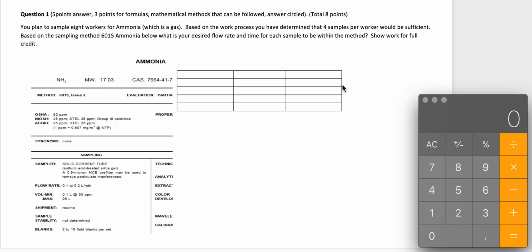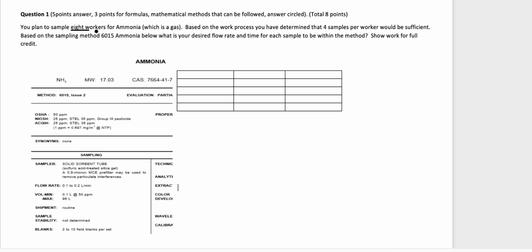The following learning unit is a review for the sampling for evaluation of health hazards midterm review. So I'm giving you an example of questions which you may see on the exam. You plan to sample 8 workers for ammonia, which is a gas. Based on the work process, you have determined that 4 samples per worker will be sufficient.